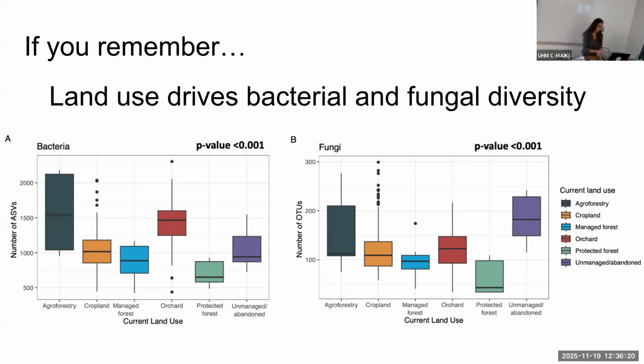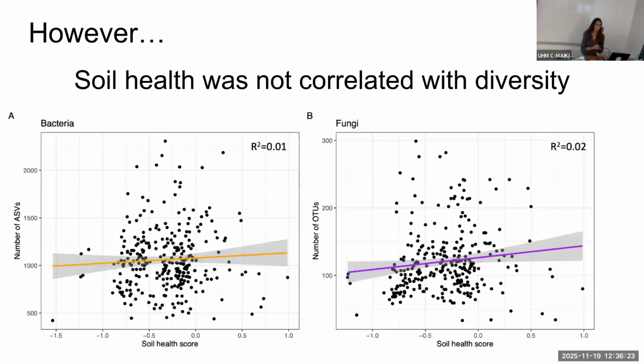However, when we look at soil health scores and the relationship with bacterial and fungal diversity, we don't see a correlation. Again, we're looking at bacterial and fungal richness and the soil health score for many samples from these different land uses and using different management practices. And we see that only 1 or 2% of the variation in the scores is explained by microbial diversity. So different from what many people suggest, that a healthier soil will have a higher microbial diversity, we are not finding this in this data set.